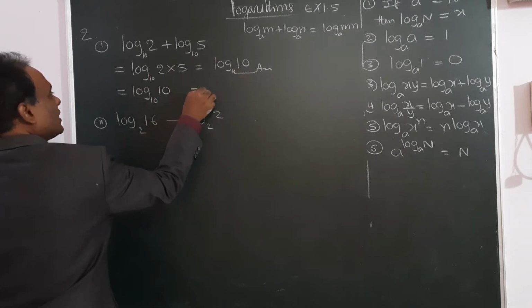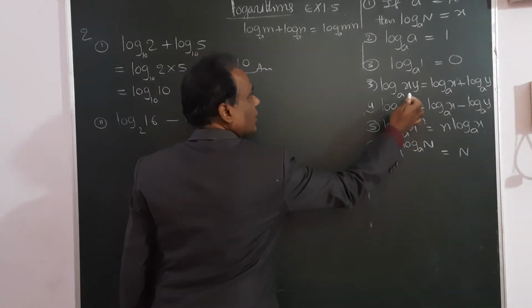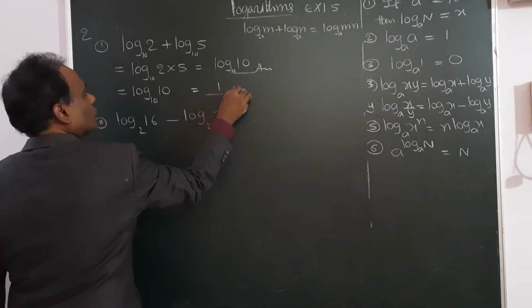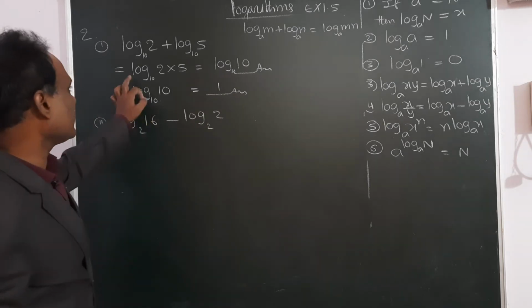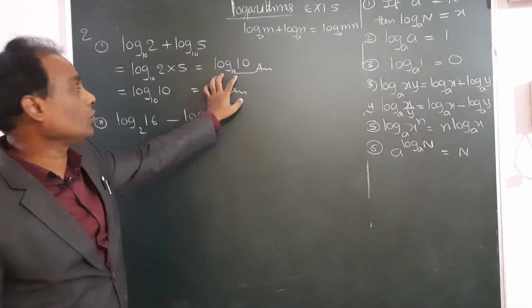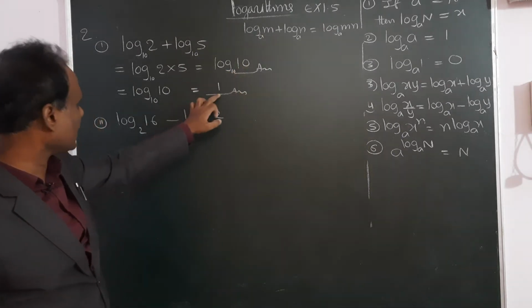Log 10 to base 10, same value, which is 1. So two answers. One is to express it as a single logarithm, that is over, and find its value if possible. So the value of log 10 to base 10 is 1.